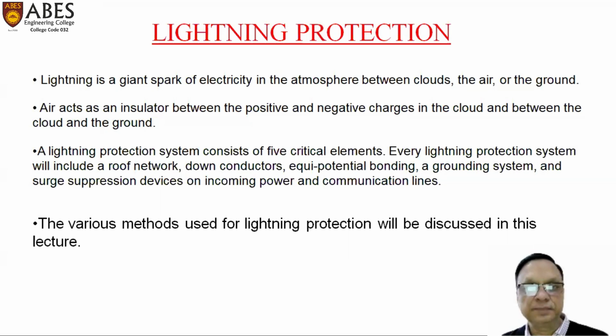Now lightning is a giant spark of electricity in the atmosphere between the clouds, the air and the ground. Air acts as an insulator between the positive and negative charges in the cloud and between the cloud and the ground. A lightning protection system consists of 5 critical elements. Every lightning protection system will include a roof network, down conductors, equipotential bonding, a grounding system, and surge suppression devices on incoming power and communication lines.